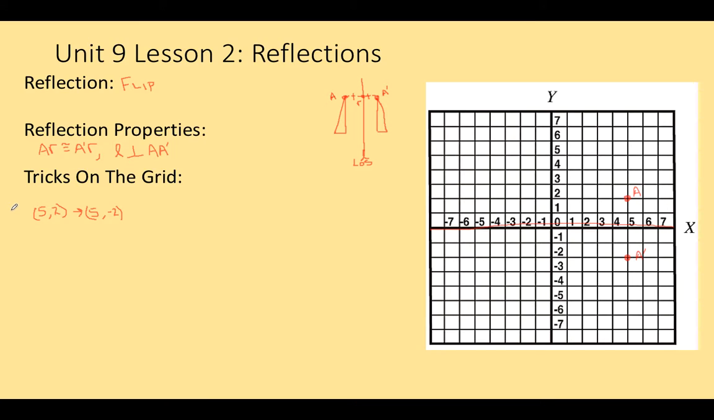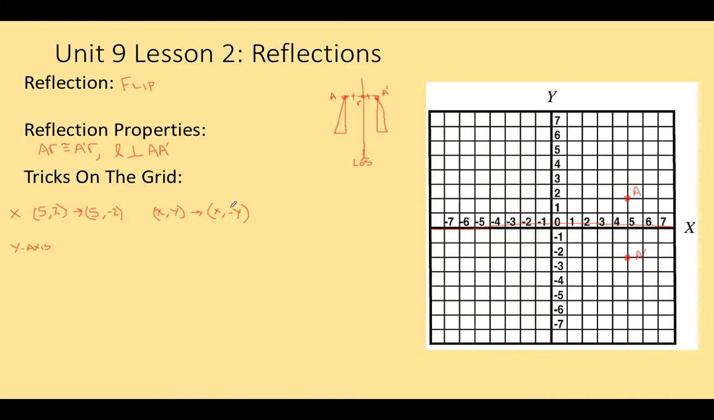And so here we'll call this the x-axis. In general, what we could say is if we had any coordinate x, y and reflected it over the x-axis, you'd have the same numbers, x and y, except that we would just change the sign on the second one. All right, well, let's talk about the y-axis now.